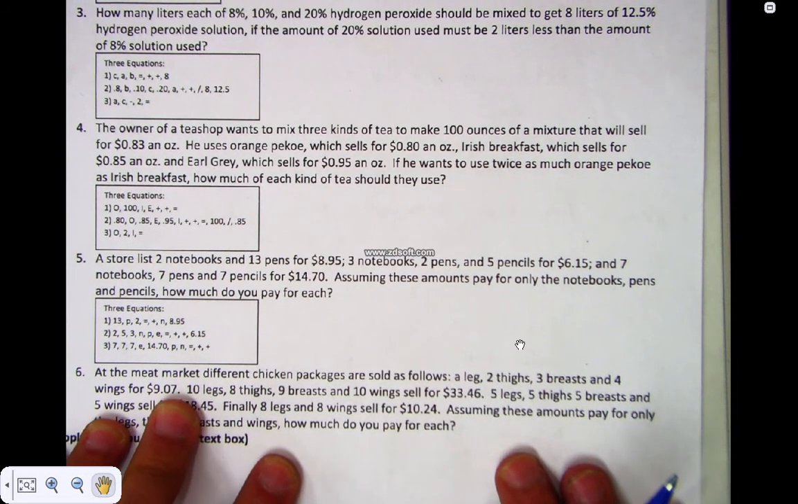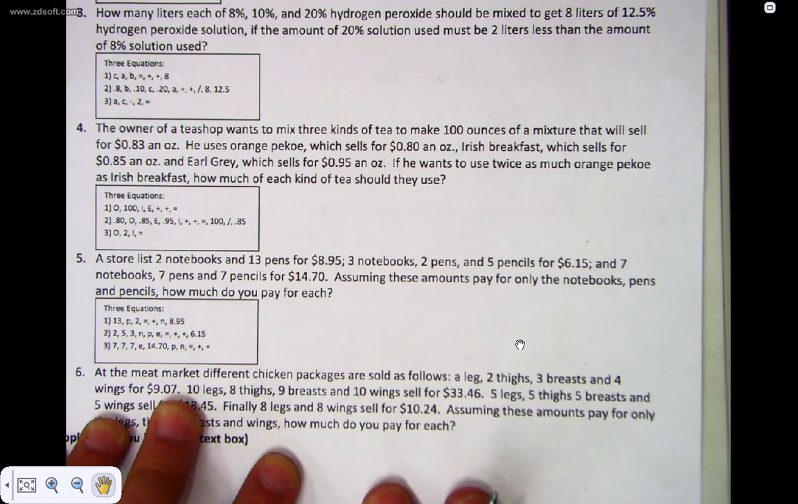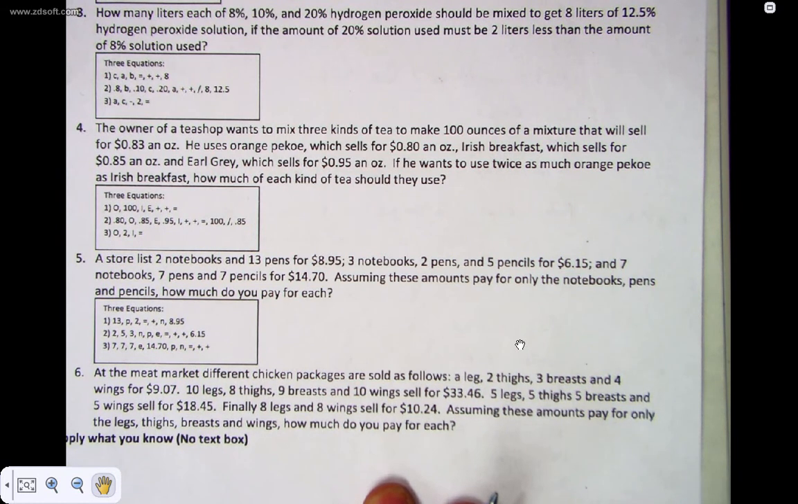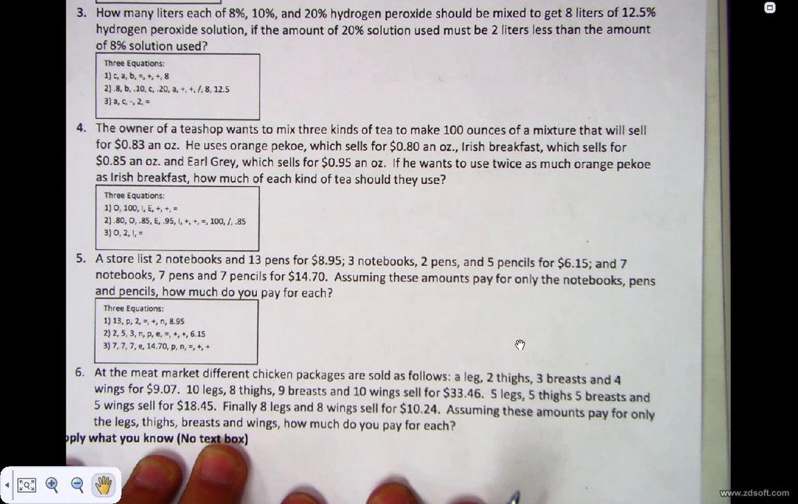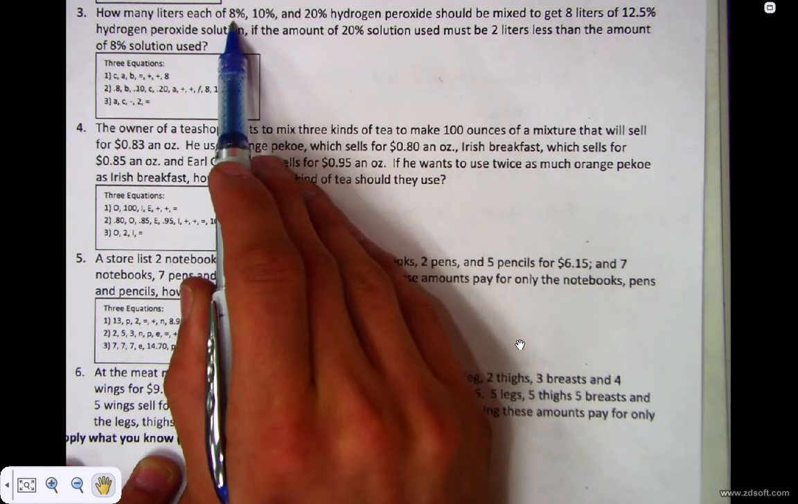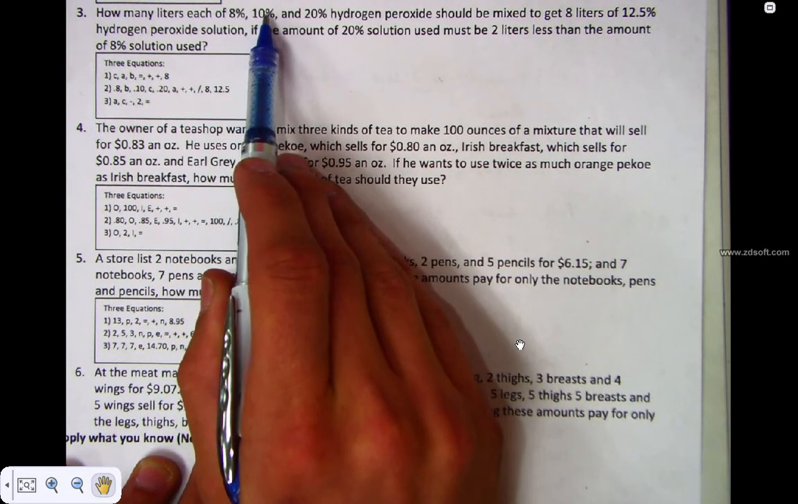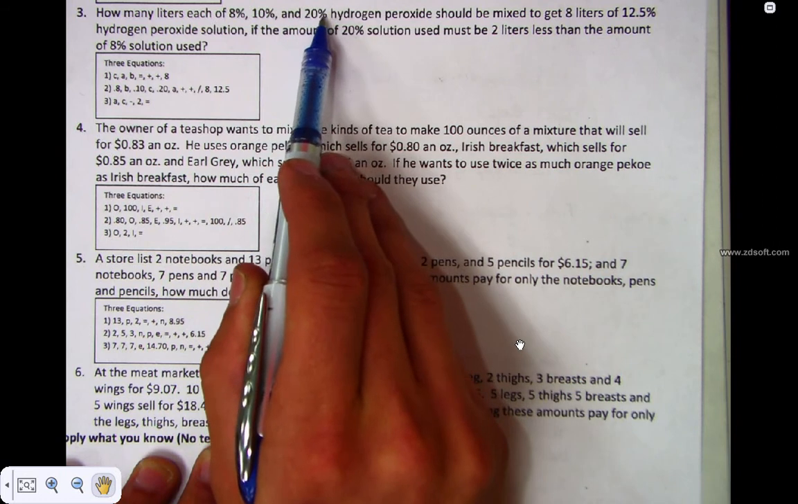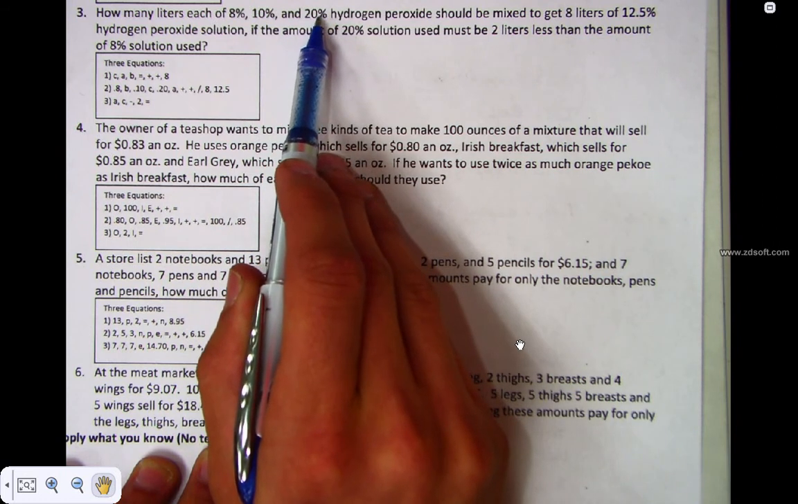So watch. How many liters of each 8%, 10%, and 20% hydrogen peroxide should be mixed to get 8 liters of 12.5% hydrogen peroxide solution if the amount of 20% solution used must be 2 liters less than the amount of 8% solution used. Okay, so go back to the top. How many liters of each 8%, 10%, and 20% hydrogen peroxide? So we're asking how many liters. Does it tell us how many liters of 8% we have, of 10% we have, of 20% we have? No, it doesn't say anything about that. That's what we're looking for.